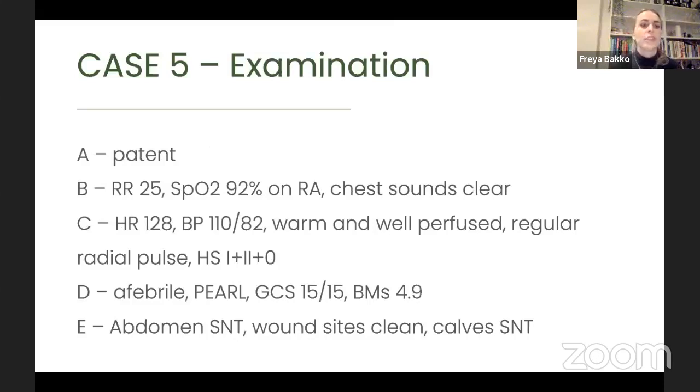So you go through your A to E again. You notice she has a high respiratory rate and her oxygen saturations are 92% only on room air. Her chest sounds are, however, clear. She's tachycardic with a stable blood pressure and she's warm and well perfused with a regular heart rate. Her heart sounds are normal. She's afebrile and GCS 15 with normal BMs and pupils. Her abdomen is soft and non-tender and her wound sites are clean and her calves are also soft and non-tender.